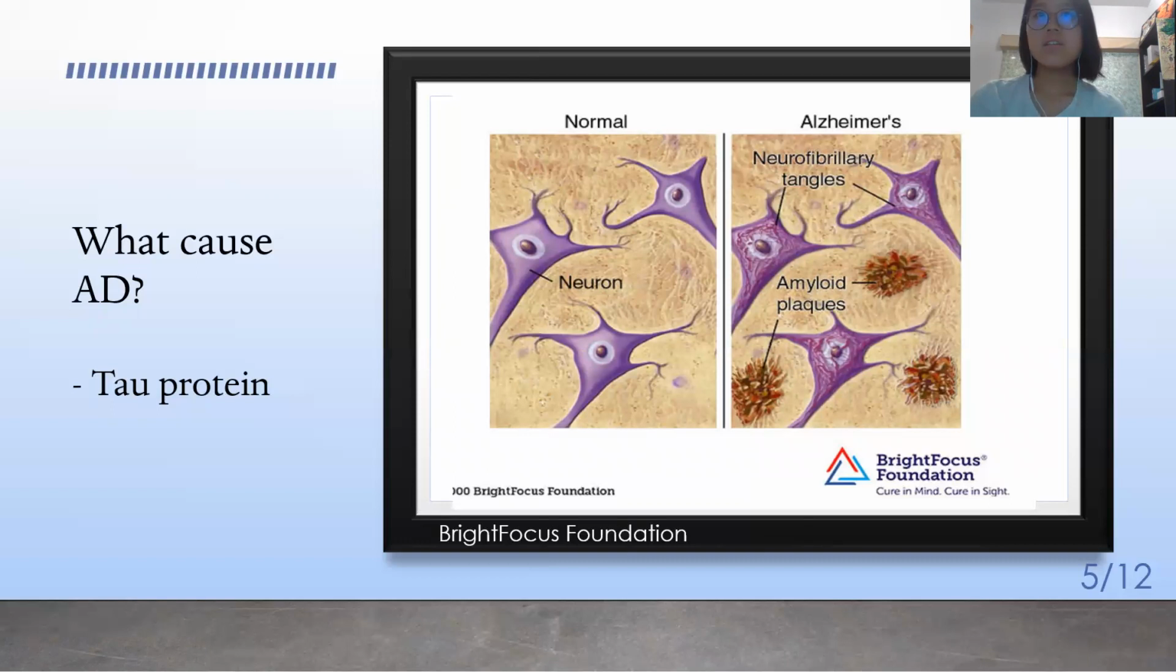The second factor is called tau protein. Tau protein stabilizes the microtubules, which transport molecules between our neuron cells. In Alzheimer's disease patients, the tau protein is defective and dissociated from the microtubules. So the transportation between cells can no longer be processed, and the tau protein forms neurofibrillary tangles, which lead to cell death.